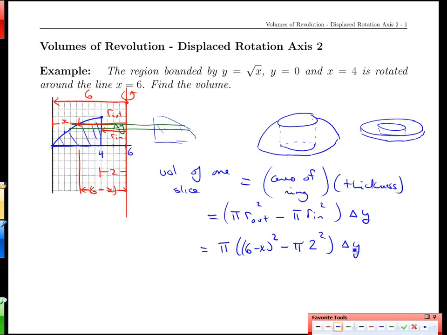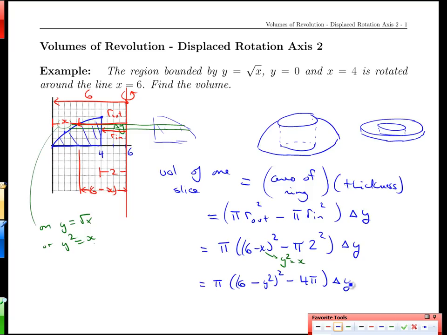That's actually most of our work now. The only challenge being to convert our x values here to y, so we only have one variable. But that's fairly easy to do because our curve, this x value, is on the curve y equals root x, or y squared equals x. So if we know what the x value is, we know what the y value is. And so we can replace this through y squared equals x and we get pi, 6 minus y squared, still all squared, we don't change that, minus 4 pi, delta y.